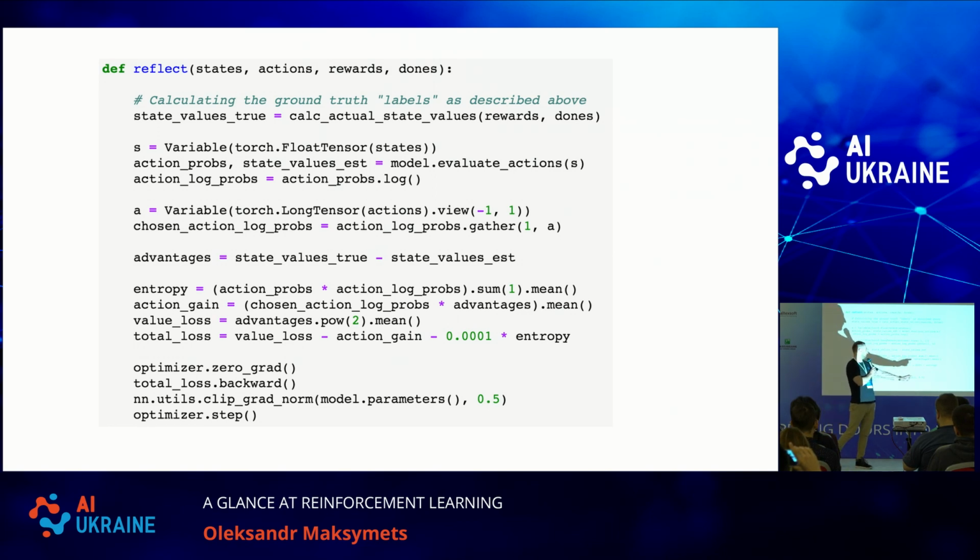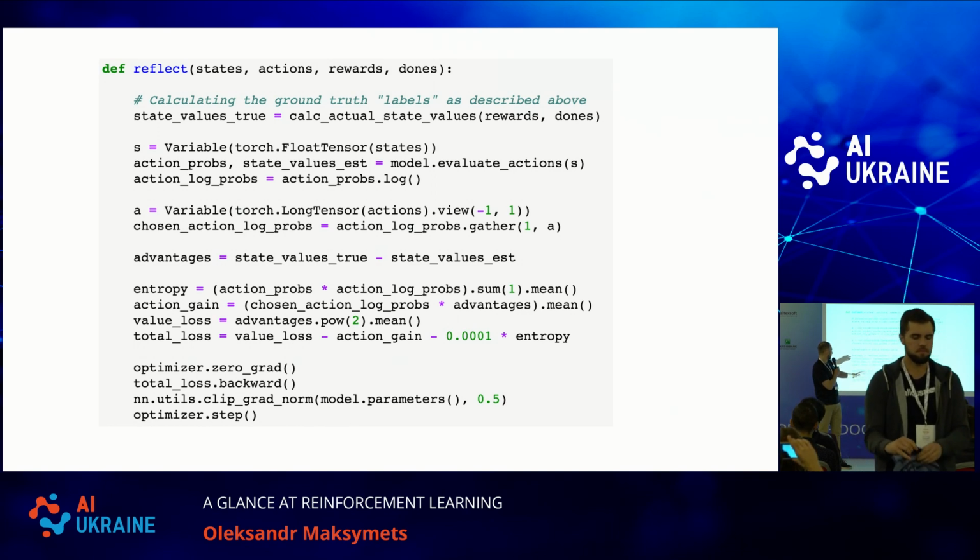That's why we have an advantage, what we received based on this action. And then we use the log probability of the chosen action. That's what I told you. We want to punish more the actions that were more likely, or reward more for actions that were more likely. And then we have value loss. It's calculated as the square of advantages.